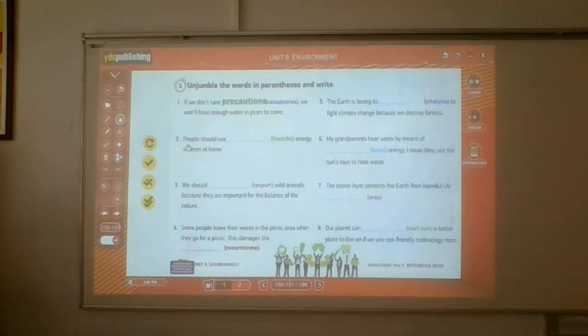Number 2, people should use efficient energy sources at home. Guys, the next numbers 3, 4, 5, 6, 7, and 8 will be your homework.